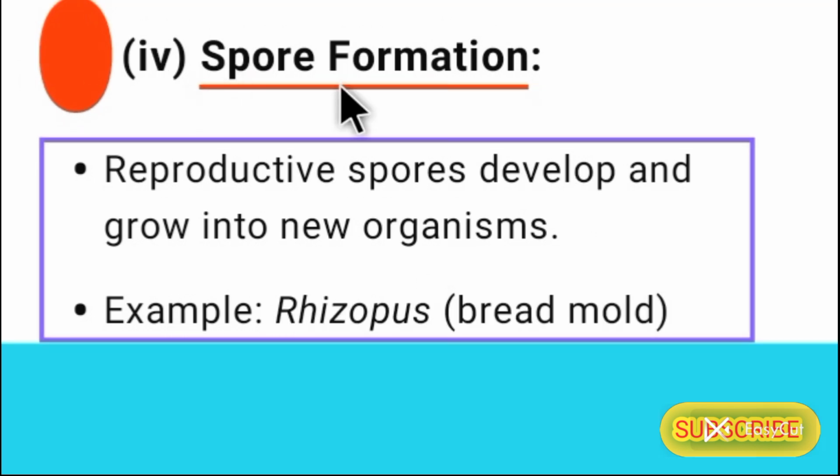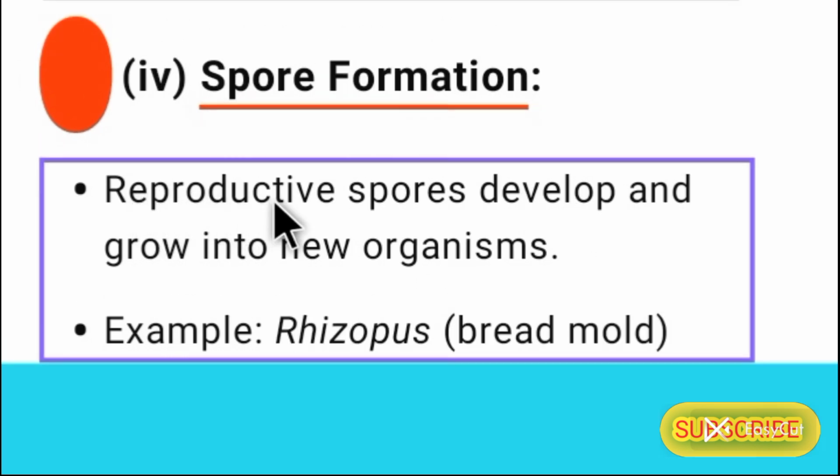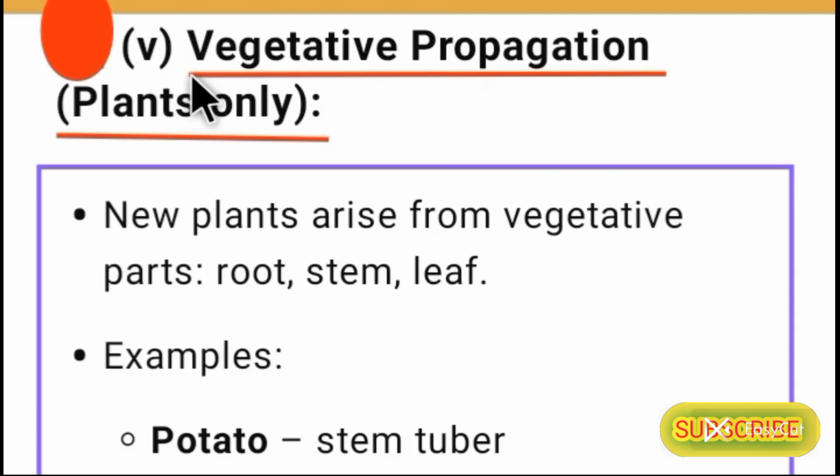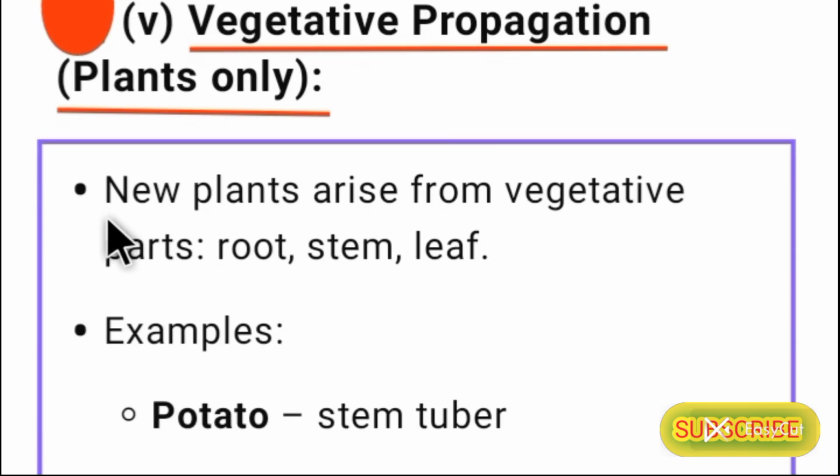Number 4 is spore formation. In spore formation, reproductive spores develop and grow into new organisms. Example of spore formation is Rhizopus, bread mold. Number 5 is vegetative propagation. It takes place in plants only. In vegetative propagation, new plants arise from vegetative parts: root, stem, and leaf.